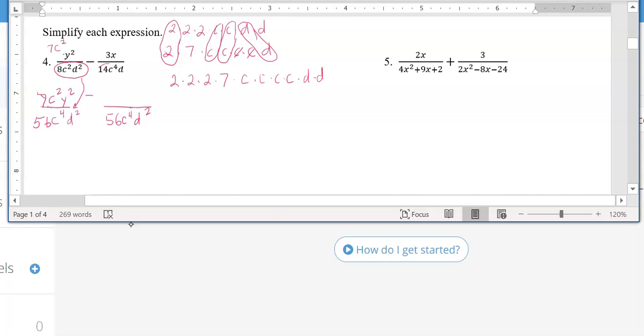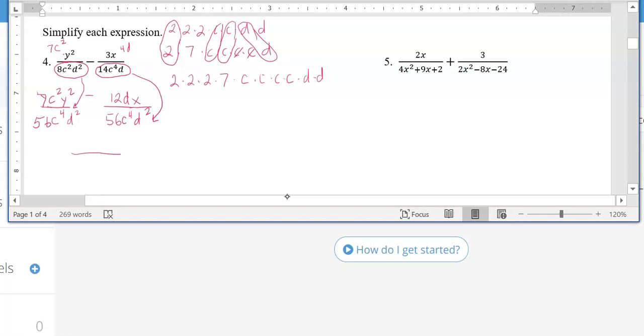Okay, same thing here. Take this denominator, divide into the LCD. 14 goes into 56 4 times. The c to the fourths would cancel, and d goes into d squared d times. So 4d is the result of the division. And so now I multiply. 3x times 4d is 12dx.